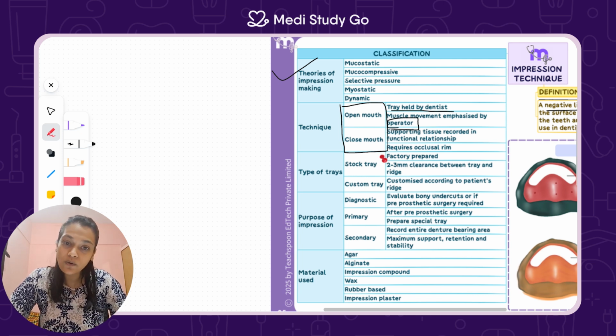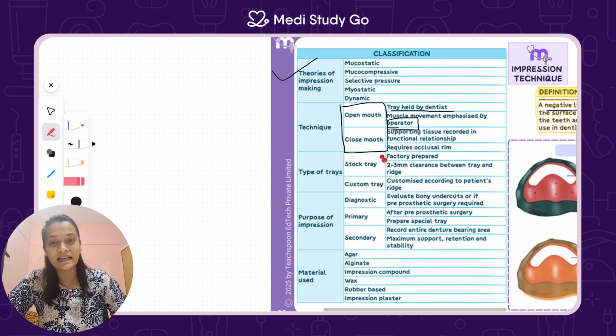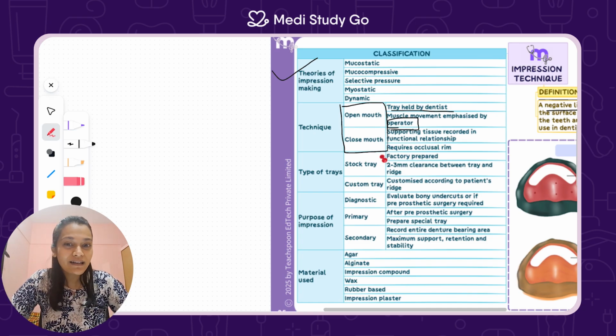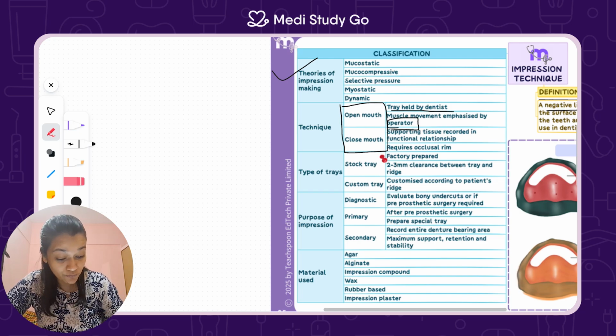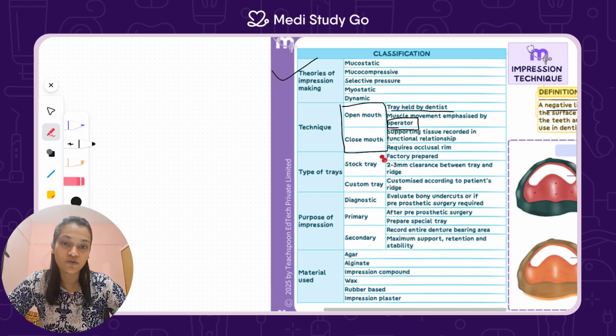So when will the patient's own force be there? Yes, it will be during the closed mouth. We did discuss one of the techniques where the occlusal rim was being used. Can you tell me the name quickly? Yes, so when you use an occlusal rim to exert force, it is the patient's force that is going to come into picture, and that will be closed mouth. It is not held by the dentist, but it is held under the masticatory load of the patient themselves.